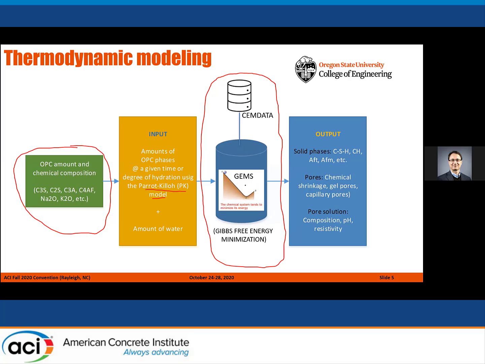There's a modeling package called GEMS that basically does an energy minimization to determine what might be produced. Again, going into details is not in the scope of this research, but at the end of the day, you can determine how much CSH you form, how much calcium hydroxide you form, and other phases. You can determine the pore solution composition, and you can predict things like pH and resistivity. So this is actually a pretty good way of doing it.